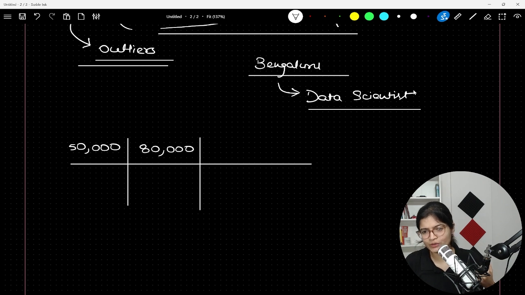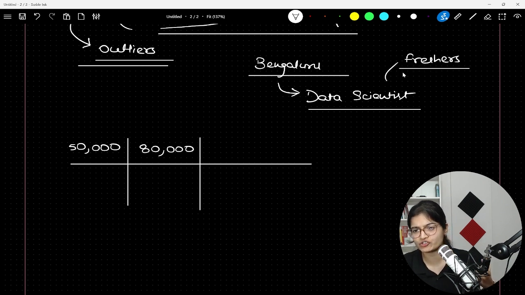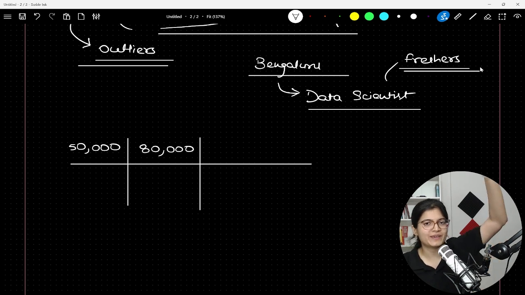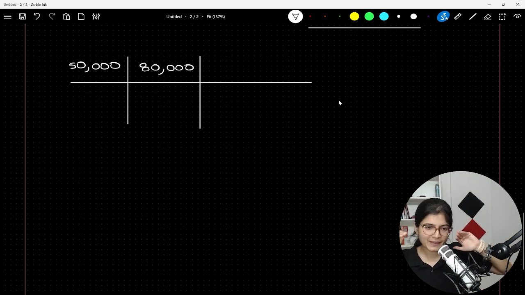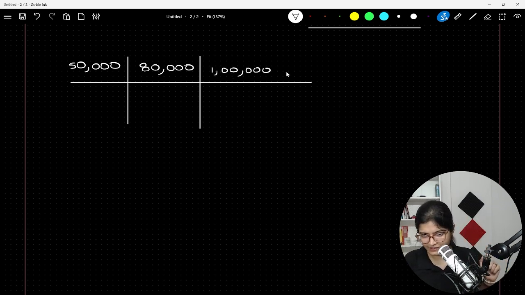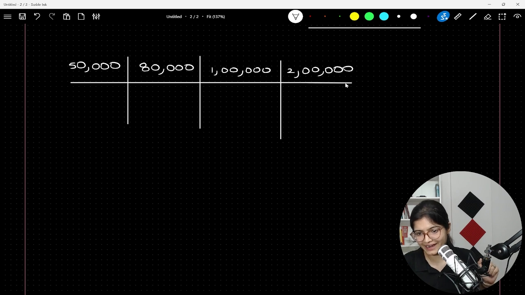I'm doing this specifically for freshers, because the margin should be the same. We cannot compare experienced people with freshers, definitely. So some people are earning 50K, some 80K, some 1 lakh as well, let's suppose, as a fresher. Some people are also earning maybe 2 lakh. And by the way, when I say salary, I mean in-hand salary after tax deduction. Let's assume that.